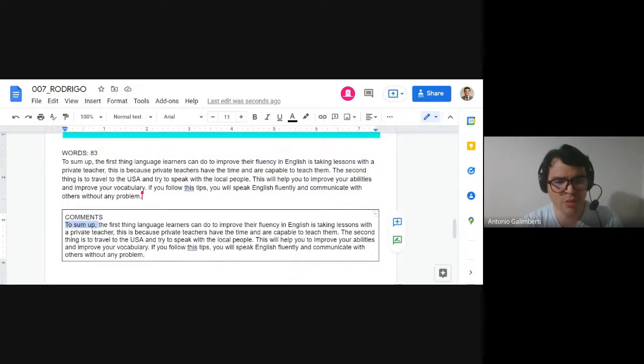The first thing language learners can do to improve their fluency in English is taking lessons with a private teacher. This is because private teachers can have the time and are capable to teach them. The second thing is to travel to US and try to speak with the local people. This will help you to improve your abilities and improve your vocabulary. If you follow these tips, you will speak English fluently and communicate with others without any problem.